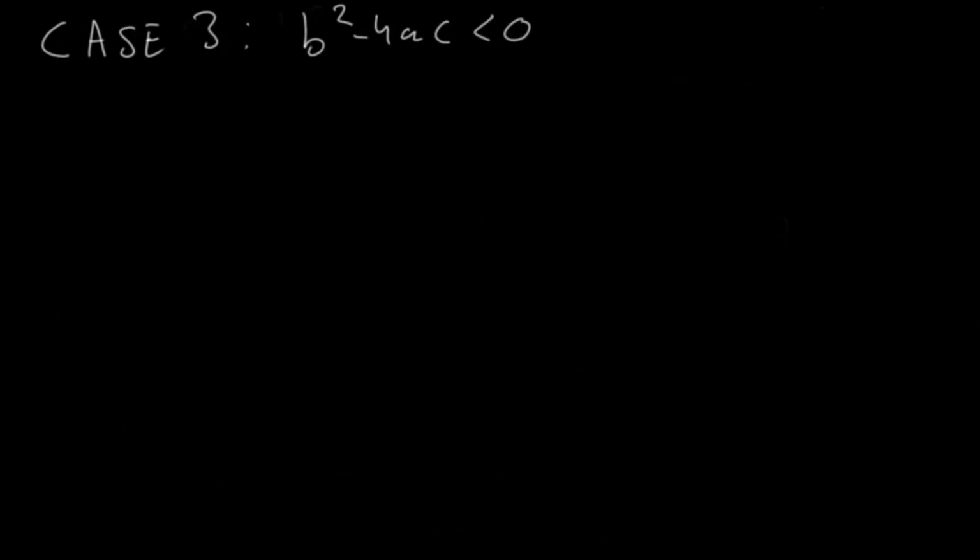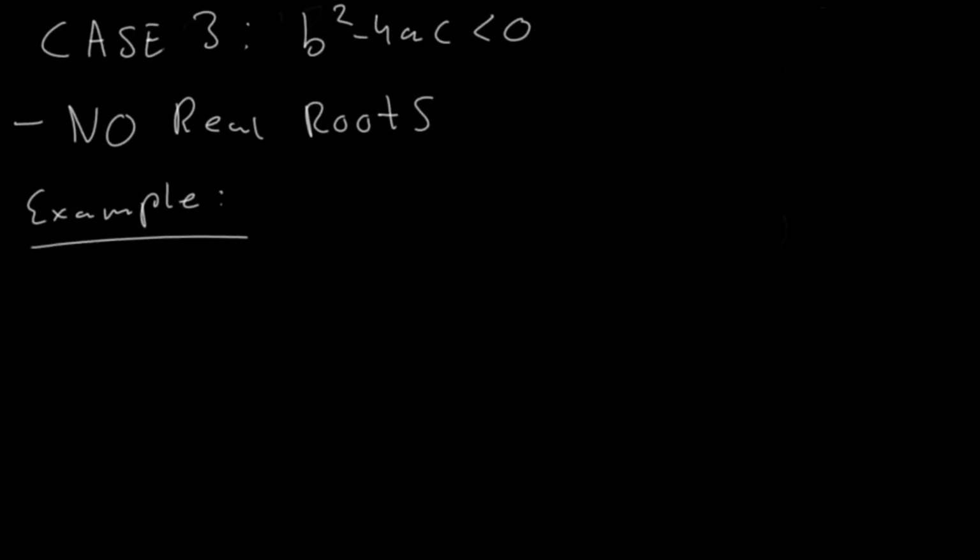And that's it. Now in our third case, we're going to be looking at when our discriminant of b squared minus 4ac is less than 0. In this case, I'm going to repeat this, there are no real roots. So when your discriminant is less than 0, there are no real roots. Okay, so let's look at an example here. Let's say 3x squared plus 2x plus 1 is equal to 0.